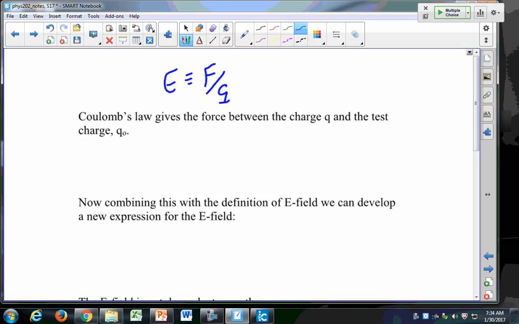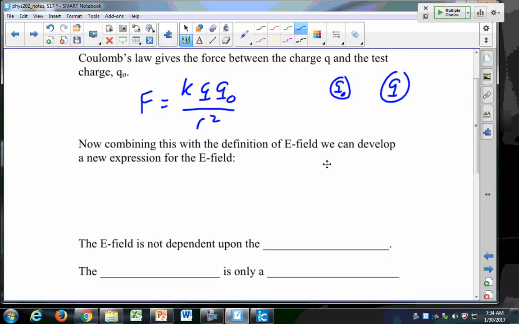And Coulomb's law, if we imagine that we have a charge Q and a charge Q naught, which is a test charge, an imaginary positive test charge, then we can use Coulomb's law to describe the force. That force between those two charges is K Q Q naught over R squared. Combining this with the definition, the electric field is force divided by this imaginary test charge. We're going to use our imaginary test charge to sort of trace out the field.